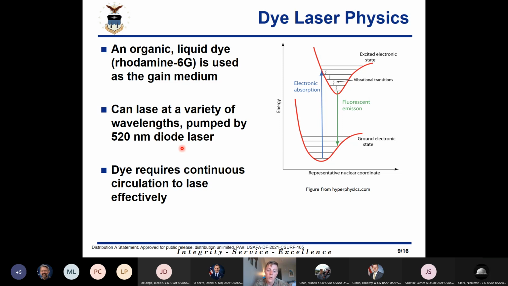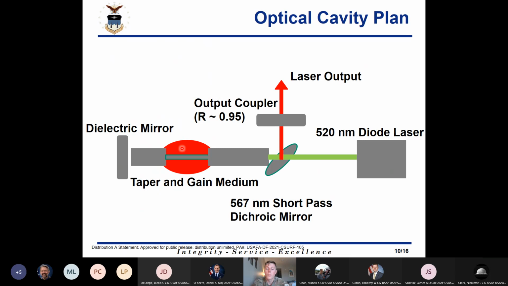But in our setup, we believe because we're using such a low power and we're interacting with so little of the dye, we don't think we'll actually need to circulate that dye through the cavity to create a laser. So our plan for the optical cavity, we start out with the 520 nanometer diode laser that's launched into the fiber. It then propagates through the fiber until it reaches the taper region, which is submerged in the gain medium. This is where that evanescent wave interacts with the gain medium, and some of that fluorescence from the rhodamine 6G couples back into the fiber.